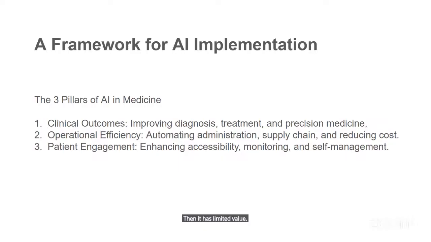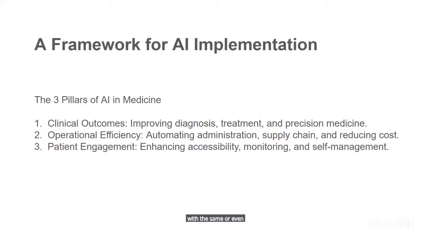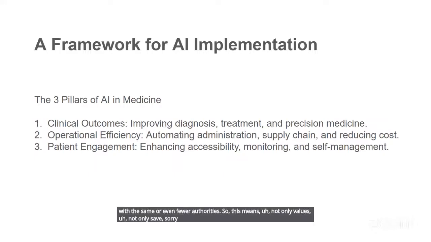The second pillar is operational efficiency. Healthcare systems are complex and resource intensive, as we know. So AI can automate administrative tasks, optimize supply chains, manage scheduling, and reduce unnecessary costs. This pillar focuses on doing more with the same or even fewer resources. So this means it not only saves money, but also reduces burdens on healthcare professionals.